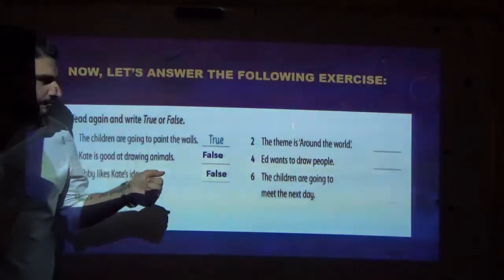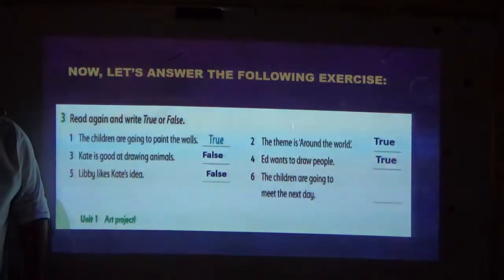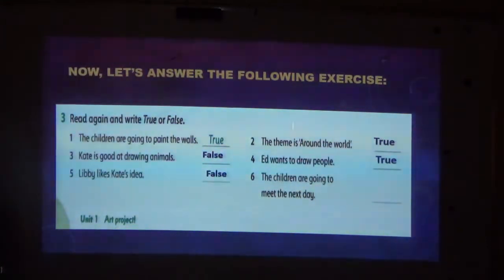After that, number 4, it wants to draw people. True. Number 5, Libby likes Kate's idea. False. She found it difficult to make. After that, number 6, the children are going to meet the next day. Of course, true, as we mentioned at the end of the lesson. Let's move on.